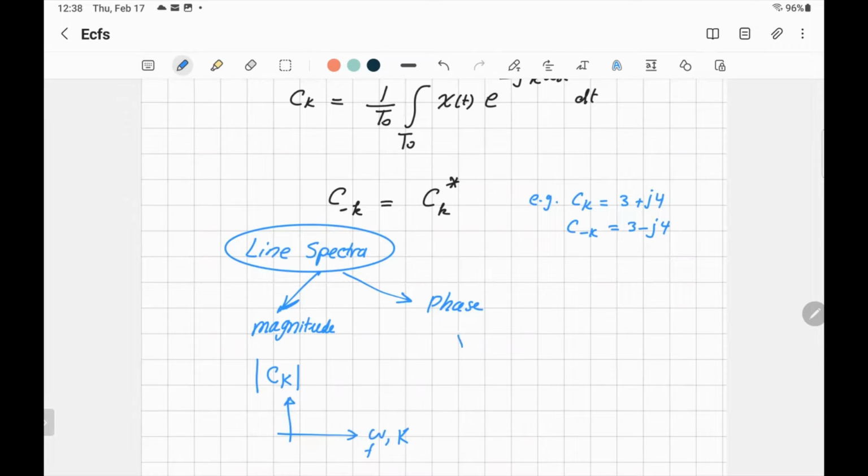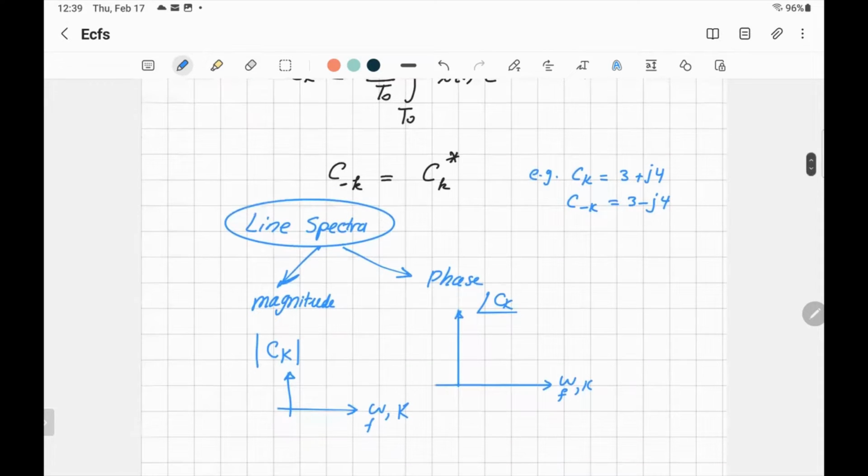About the phase? The x-axis will be the same, omega or f or k, and the y-axis will be the angle of ck itself. And we're going to have a numerical example of how we get it. So that's the application of the complex Fourier series. It's easy. Find ck. With the other one, you have to compute the square root of an squared plus bn squared, just to get the magnitude. So that really makes everything simple.